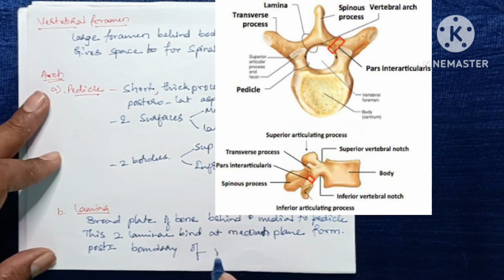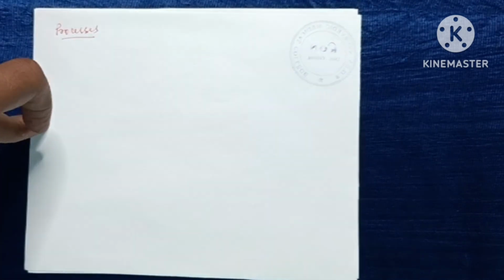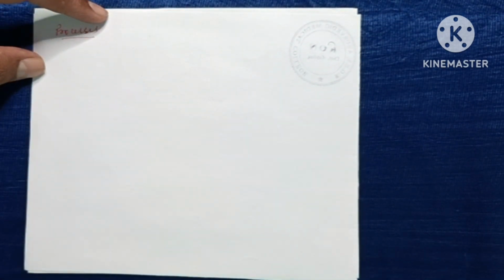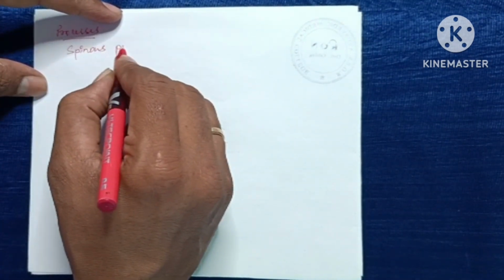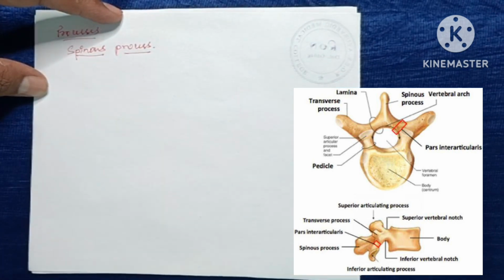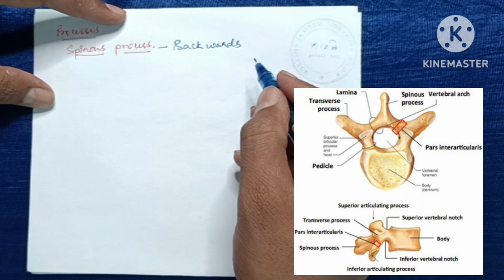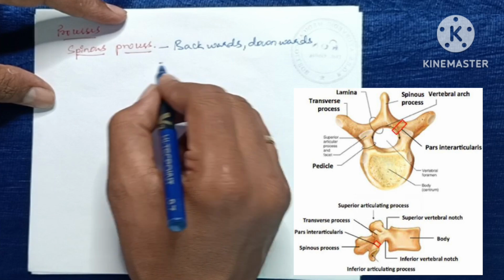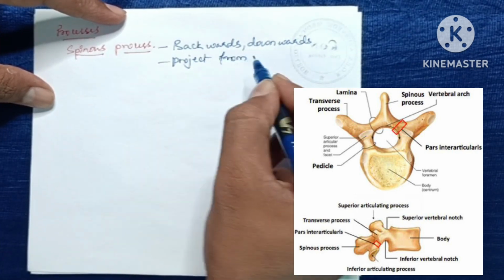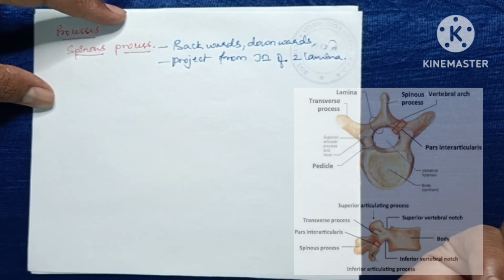Now let us discuss the processes. Among them, the first one is the spinous process. The spinous process projects backwards and downwards from the junction of the two laminae.